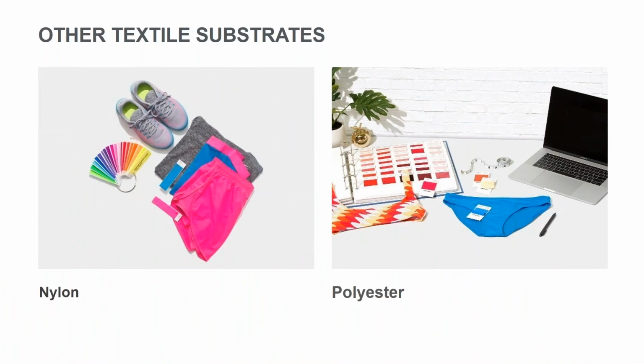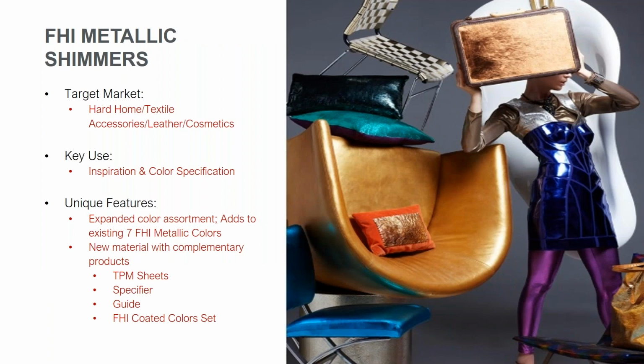We also have other substrates, not as large as the cotton library, but still significant. The nylon colors, we see a lot in sportswear, and polyester as well. The latest, well, it's not the latest, we've had it a while, but we really expanded it now, is the fashion, home and interior metallic shimmers. It's hard to specify this, but if you have a sample, now you can pick that number. You can see here with the unique features, you can have sheets, you can have a guide, you can have the coded color set that everybody can at least have a visual look at how things are working.